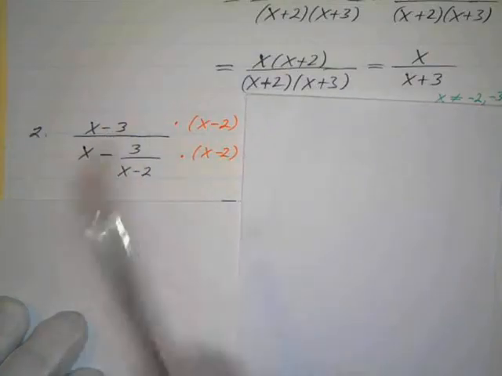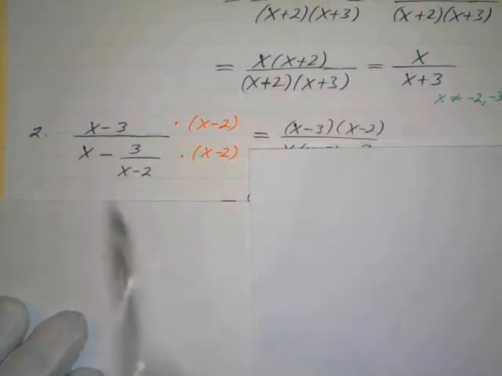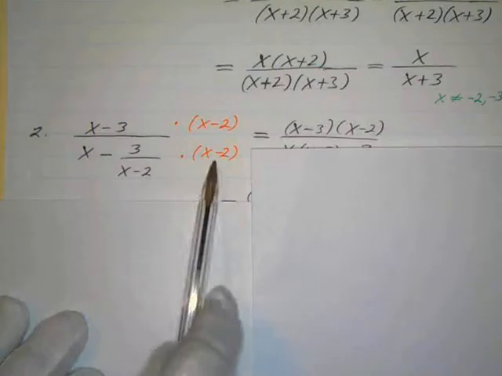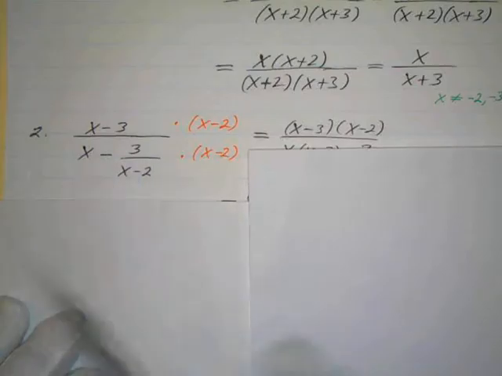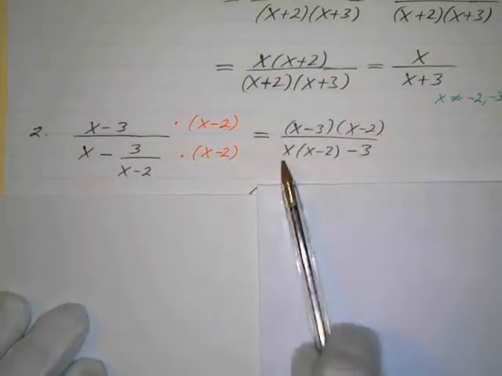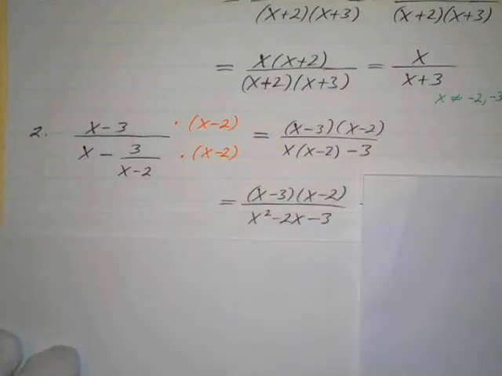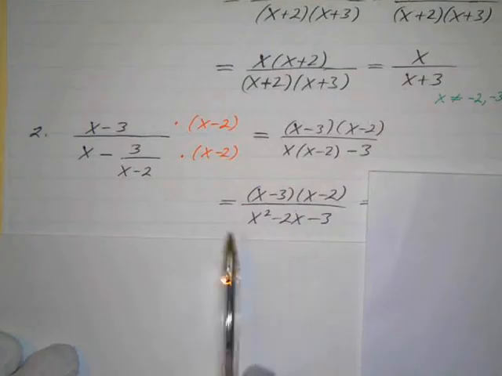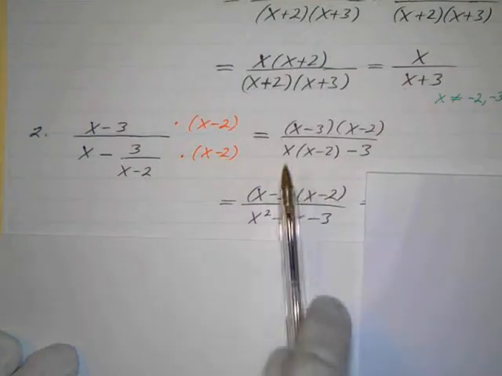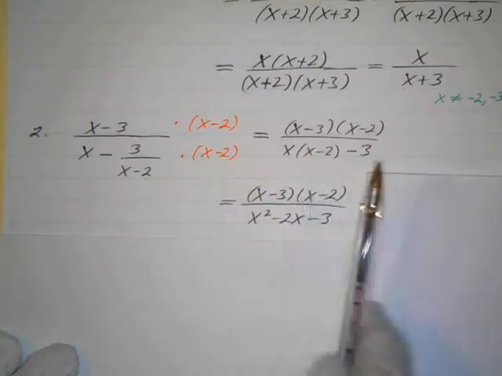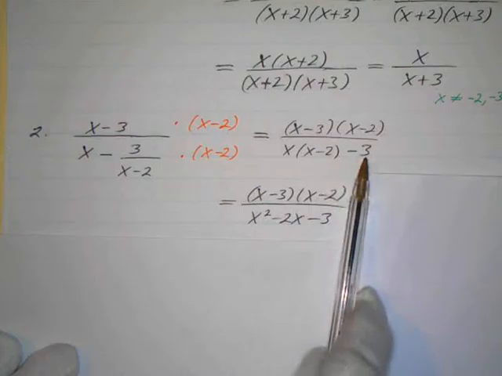And on the top I've got x minus 3 times x minus 2, and on the bottom I've got x times x minus 2, and then these cancel, leaving minus 3. Then I multiply this out, so I get x squared minus 2x minus 3. And then again, I want to make sure that this is factorable. When I simplify this, remember, x squared minus 2x minus 3.